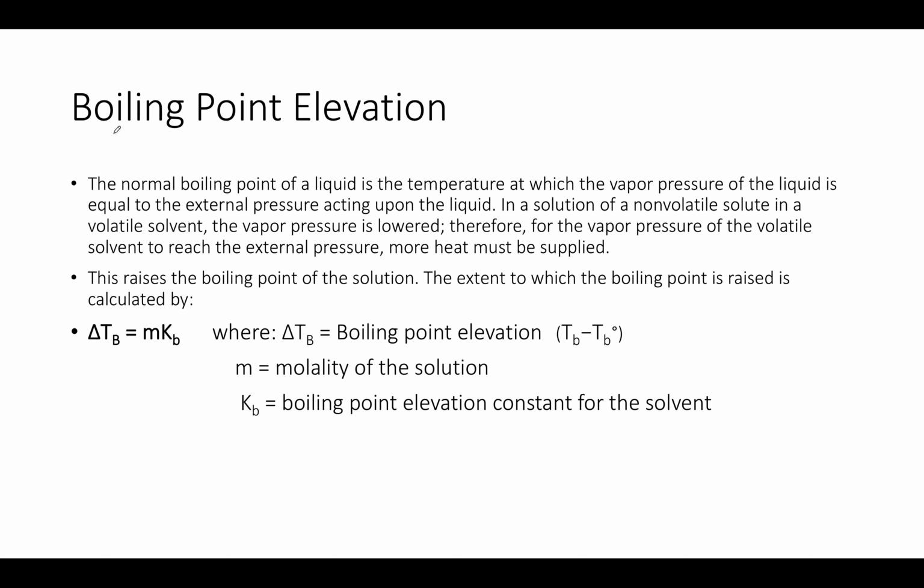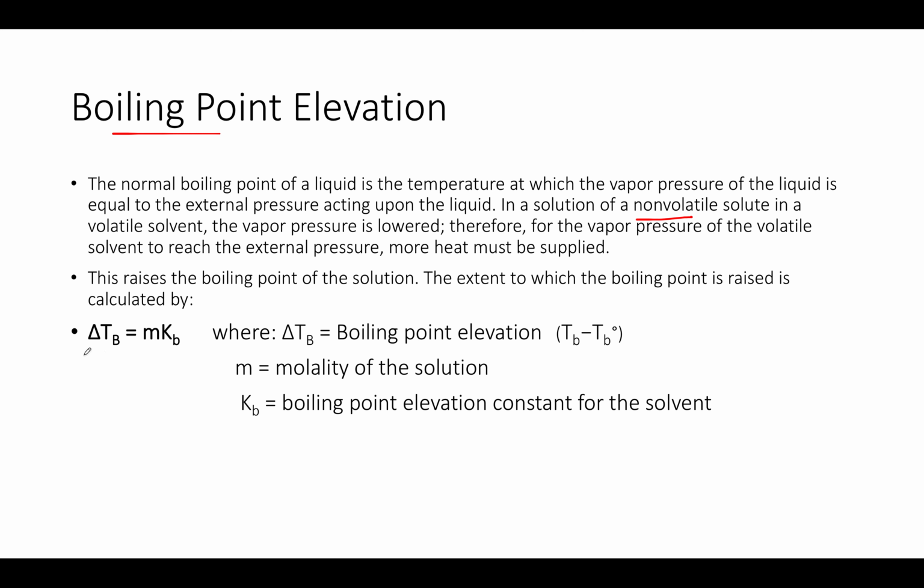So the first one I'll start with is boiling point elevation. The normal boiling point of a liquid is a certain temperature, where the vapor pressure of that liquid is equal to the pressure acting on the liquid externally. And I'll get into vapor pressure in a few minutes. But in a solution with a non-volatile solute in a volatile solvent, the vapor pressure is lowered. So if the vapor pressure of the volatile solvent needs to reach the external pressure, you need to supply more heat. And in this concept, you raise the boiling point of the solution. So that's why it's called boiling point elevation.